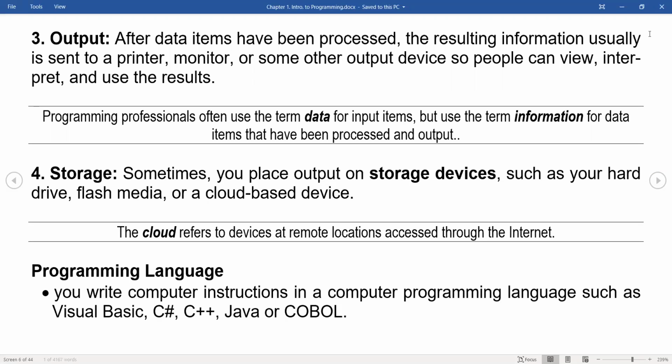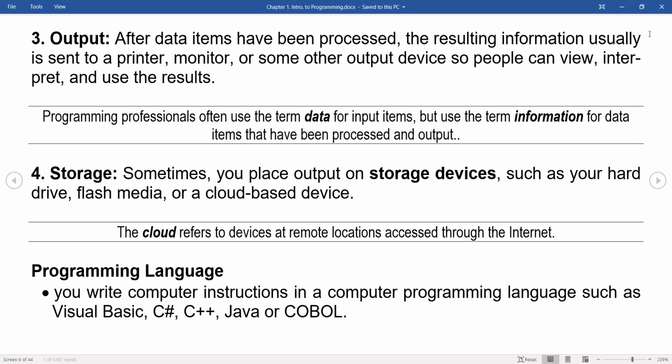Programming professionals often use the term data for input items, but use the term information for data items that have been processed and output. So when you are able to process data, there you can have information. Information is actually useful, something you can get an idea from. That's why it's called information. It's already processed and you can gain something from it.